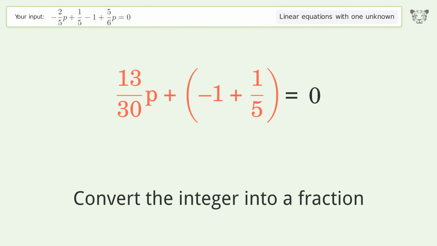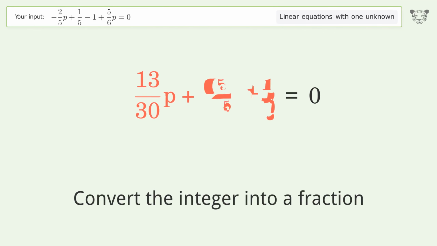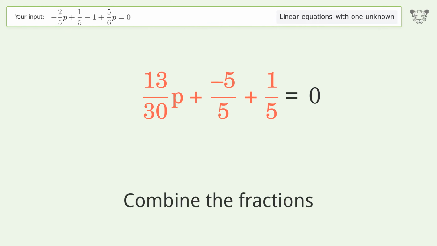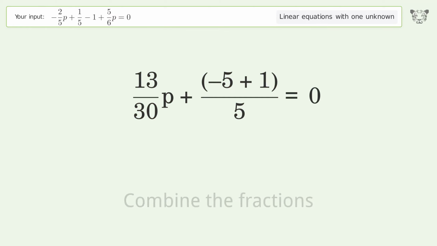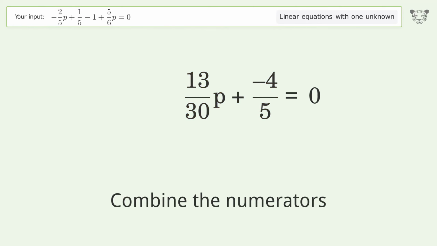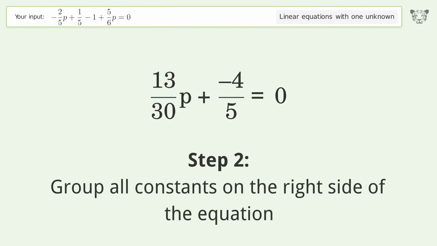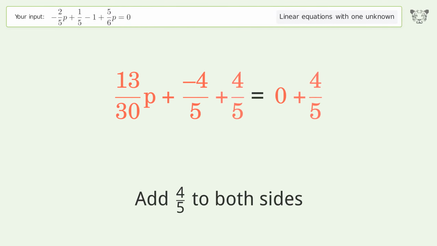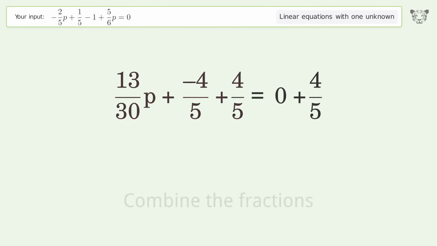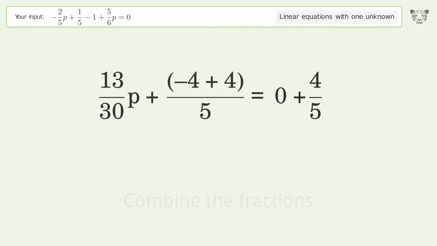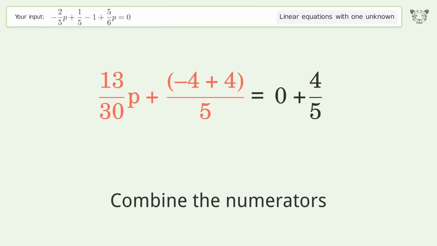Convert the integer into a fraction. Combine the fractions. Combine the numerators. Group all constants on the right side of the equation. Add 4/5 to both sides. Combine the fractions. Combine the numerators.